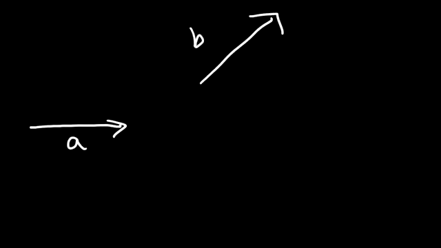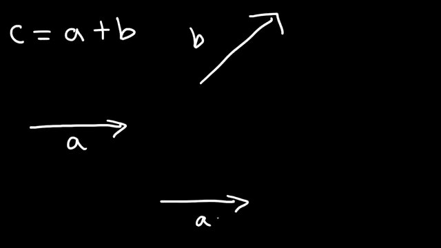Let's talk about adding vectors. So let's say this is vector A and this is vector B. Now let's say C is the sum of vectors A and B. How can we add the two vectors together? So what you need to do to graphically add the vectors is connect them from head to tail. So if we draw vector A, and then we draw vector B right after A, so basically we want to take the initial point of B and connect it to the terminal point of A.